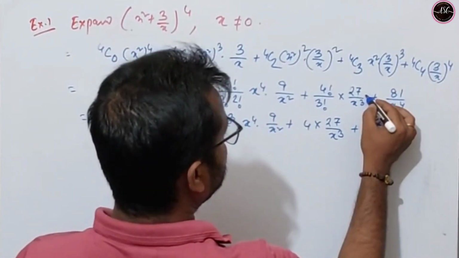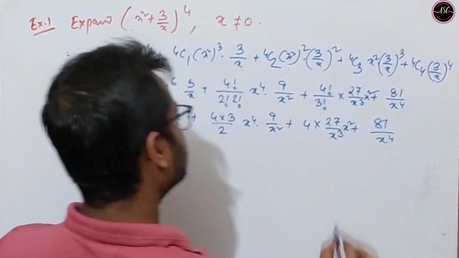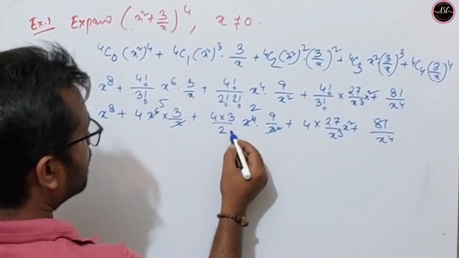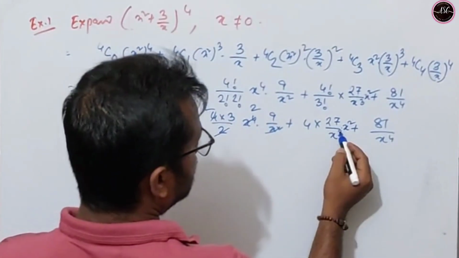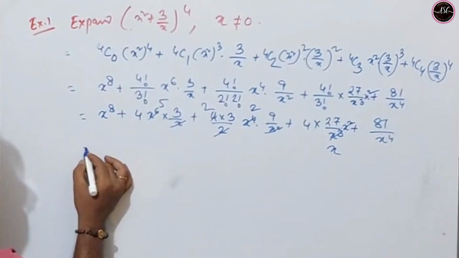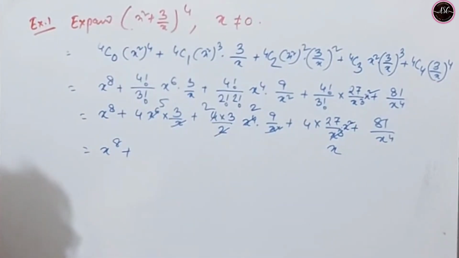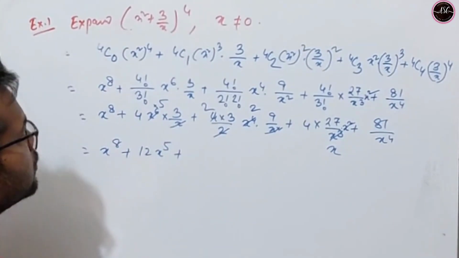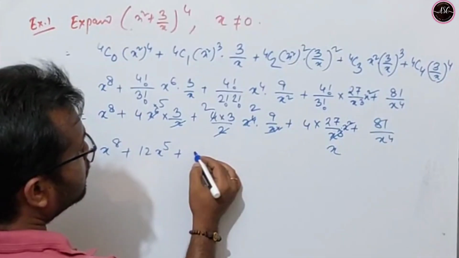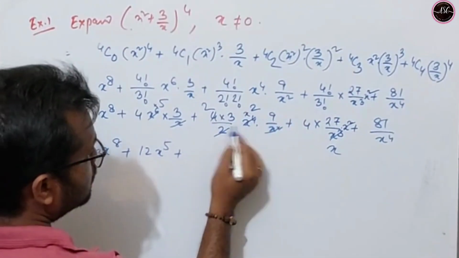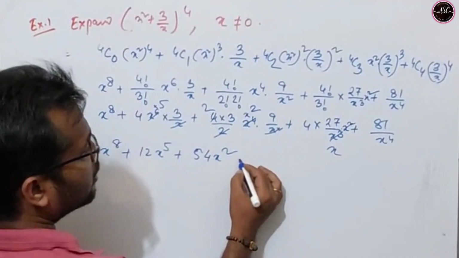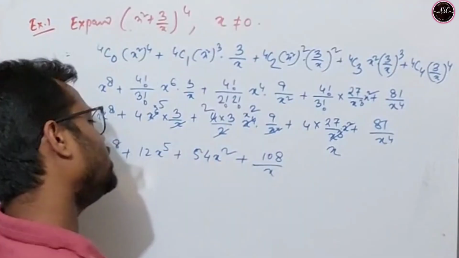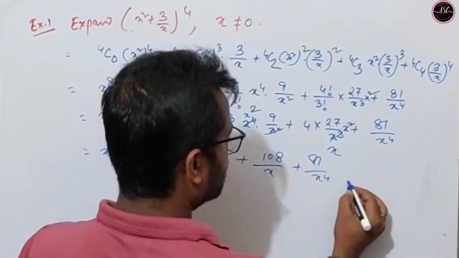Sorry, here x square will be here, so here x to the power 5. Okay, here x square, here 2, and here x. So x to the power 8 plus 12 x to the power 5 plus 54 x square, plus 108 by x plus 81 by x to the power 4. This will be your answer.